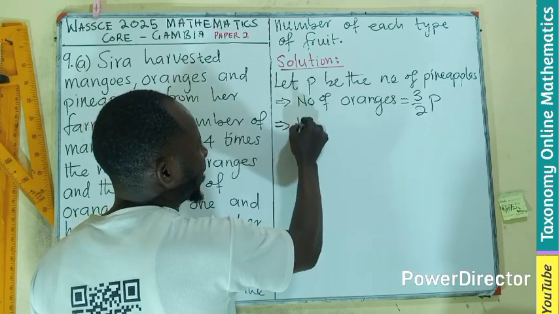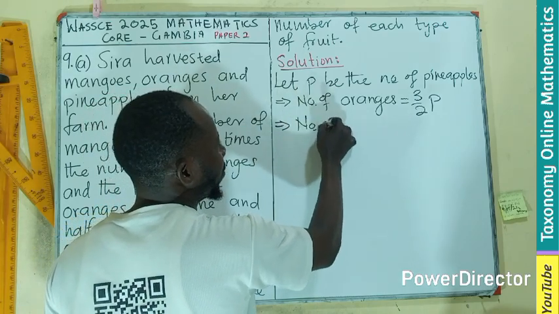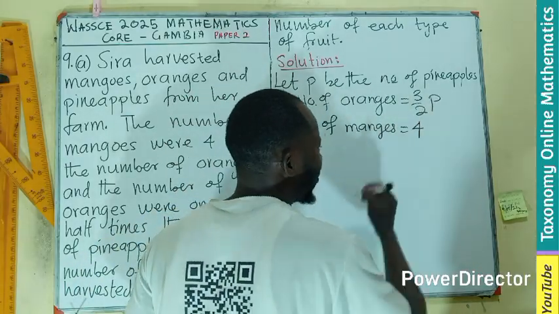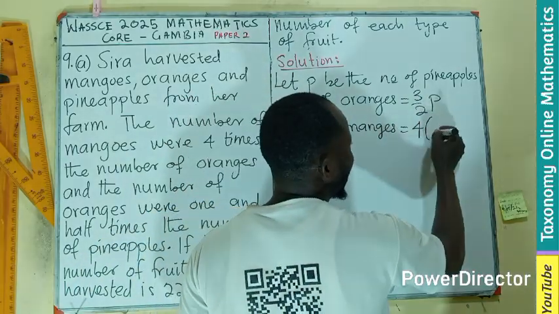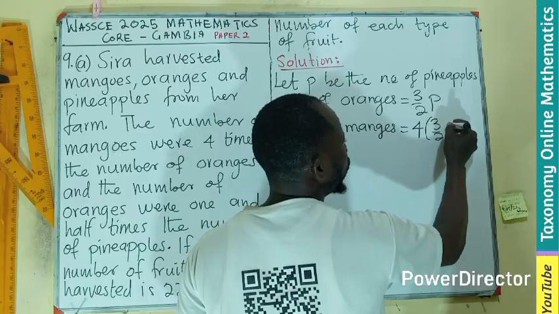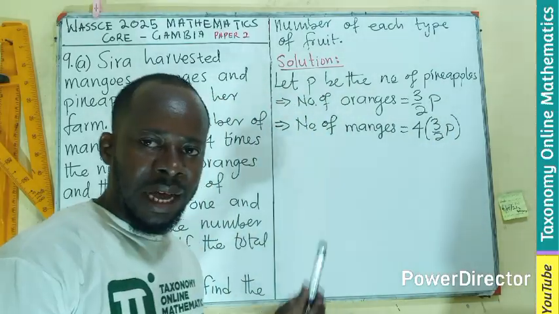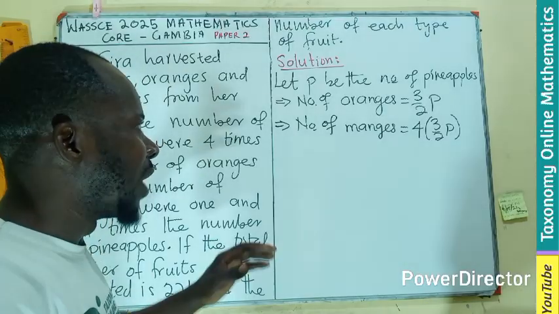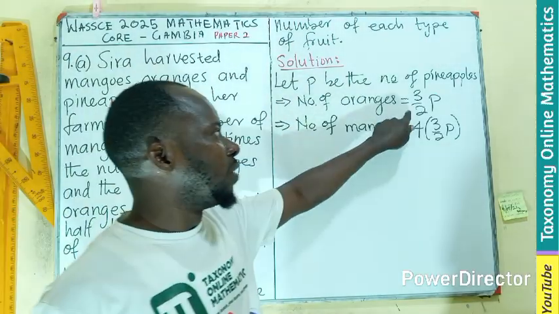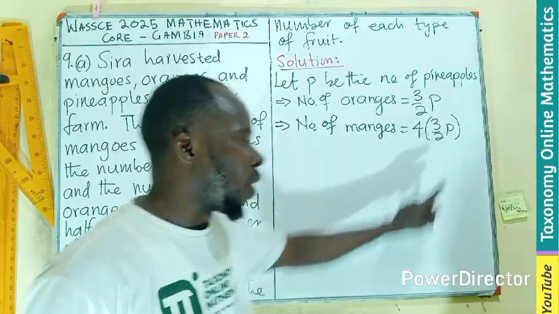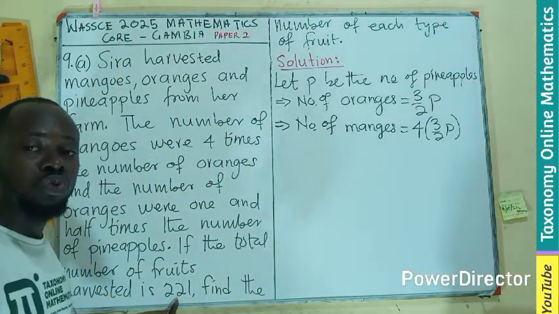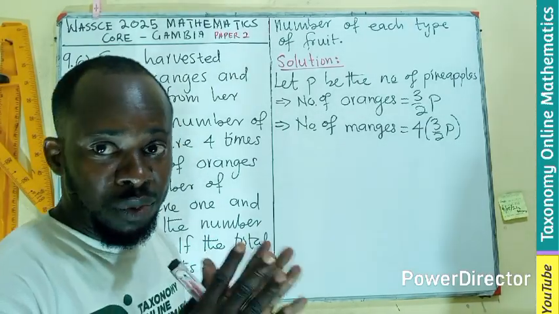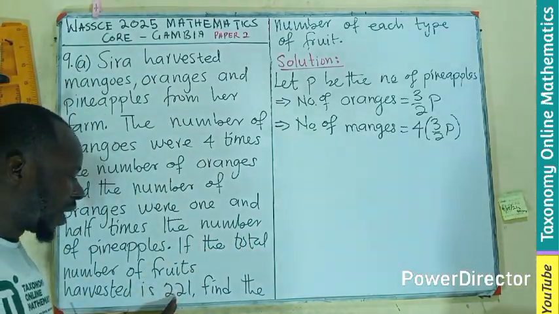And that also implies that the number of mangoes becomes 4 times the number of oranges, which we have in this case as 3/2 P. I guess the connections are well driven. So now we need to know that these pineapples plus these oranges plus these mangoes all give us a total of 221. So now we are going to put all the 3 fruits, which we know equals 221.